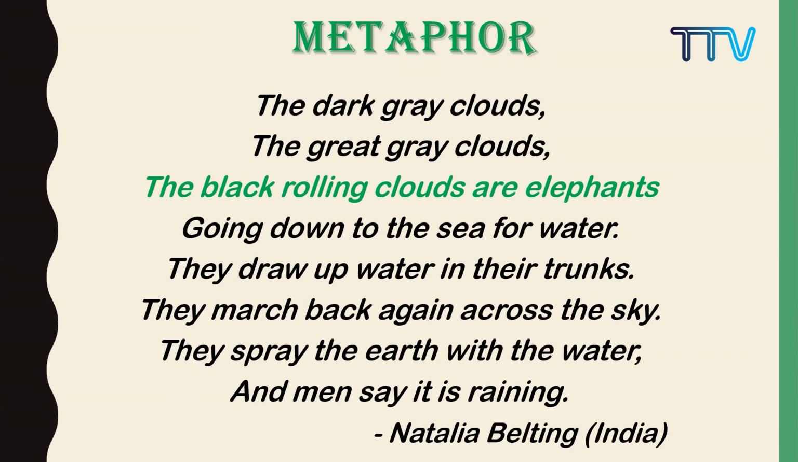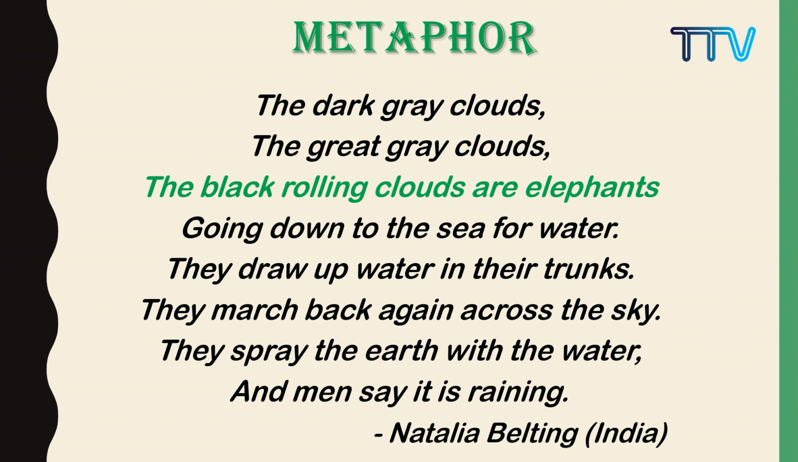Another one, see, the dark grey clouds, the great grey clouds, the black rolling clouds are elephants going down to the sea for water. They draw up water in their trunks. They march back again across the sky. They spray the earth with the water and men say it is raining. Okay, so this is written by, you can see the name of the poet there. So my focus here would be the third line. Okay, the black rolling clouds are elephants.